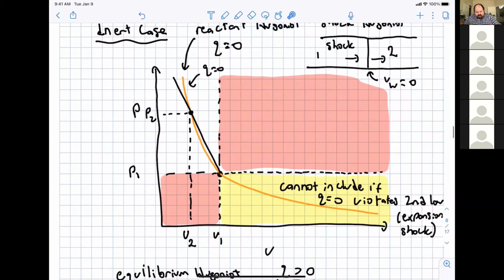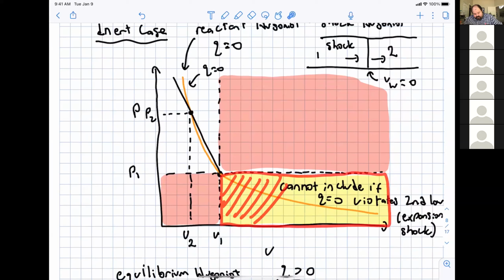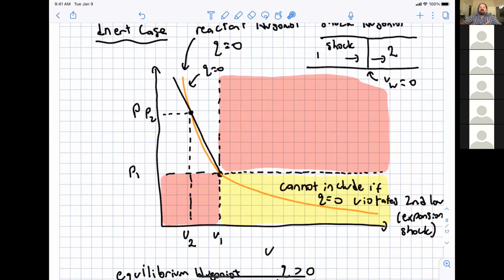Okay, and then note for our analysis, based on gas dynamics, if Q is less than or equal to 0, basically it's endothermic or there's no heating, you can show that this region here violates the second law. Because we have derived our Rankine-Hugoniot relations assuming that there was a jump between state 1 and state 2.